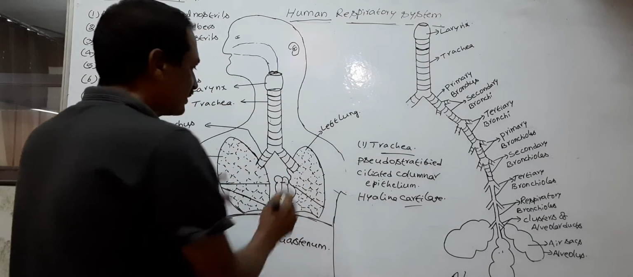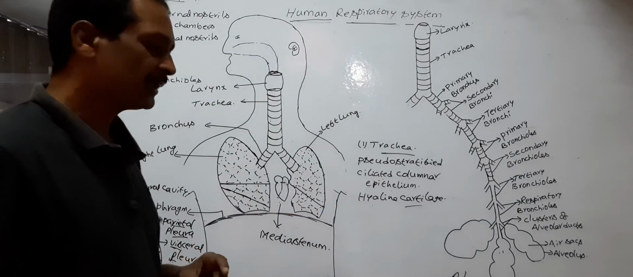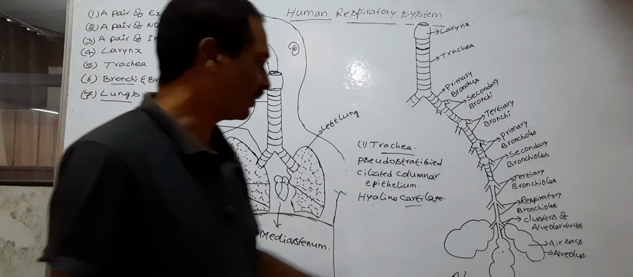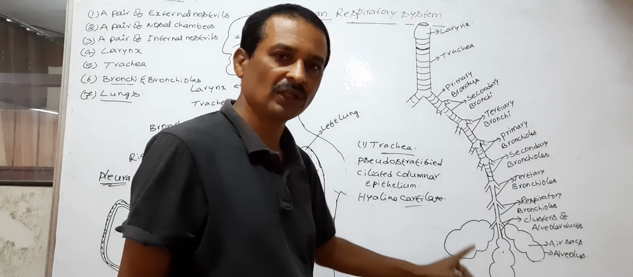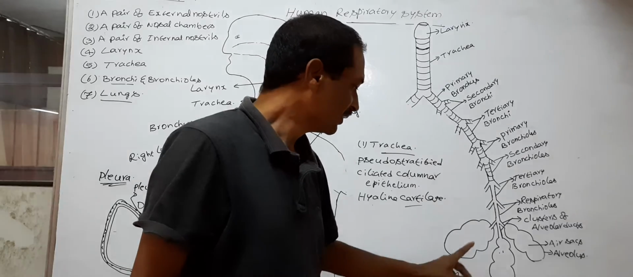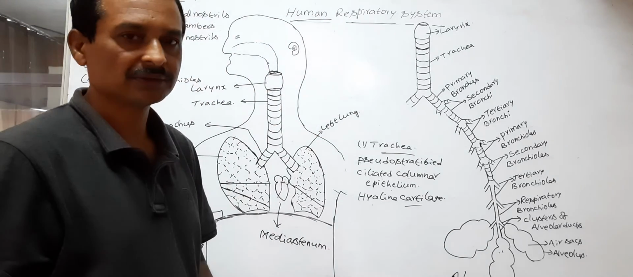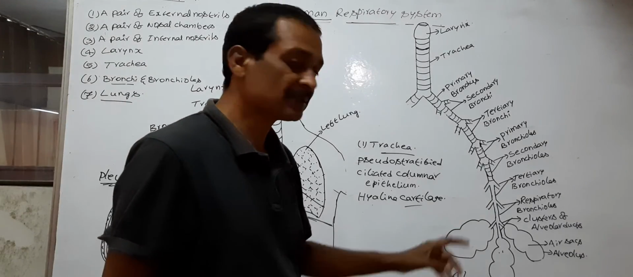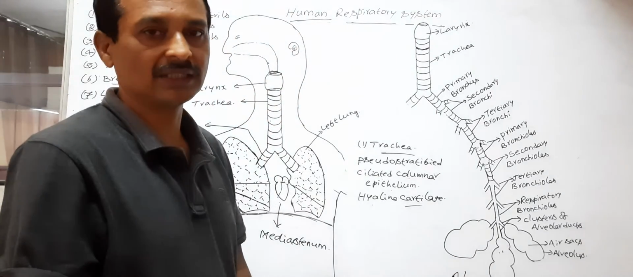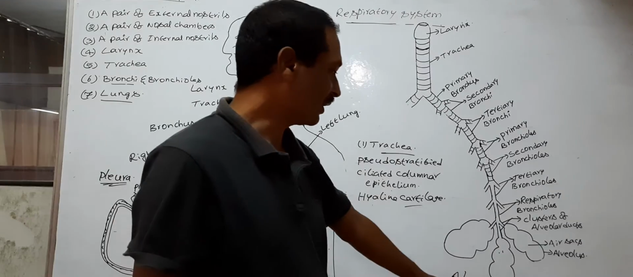The two lungs of man contain 300 million alveoli.